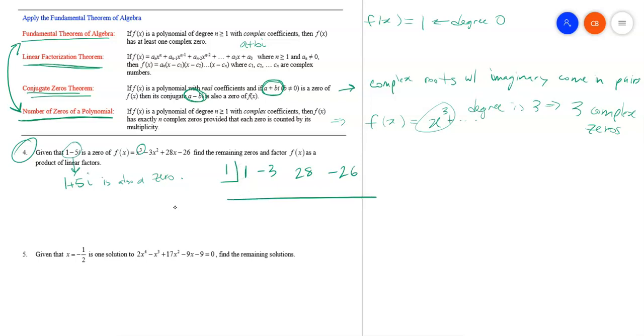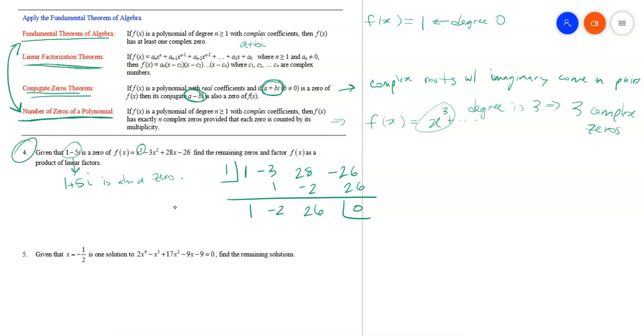Then we just carry on with this synthetic division. Bring down the 1. 1 times 1 is 1. We add these up, get negative 2. Times 1, get negative 2 again. Then add these up, it's 26. Whenever we multiply, 1 times 26 becomes 26. And then when we add them, negative 26 plus 26 becomes 0. So I'm relieved that it worked.